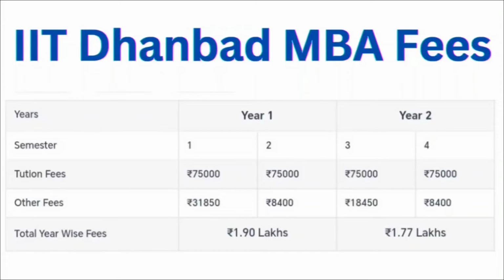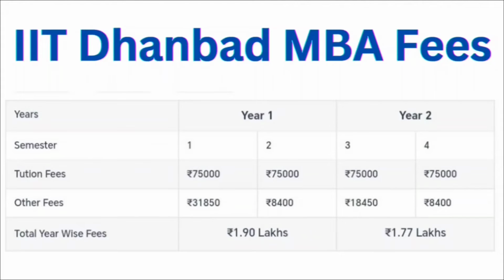Then if we consider the overall fees for the IIT Dhanbad, for the first semester, the tuition fees are 75,000 rupees. For the second semester, for the third semester and for the final semester also, it is 75,000. Then there are other charges also.